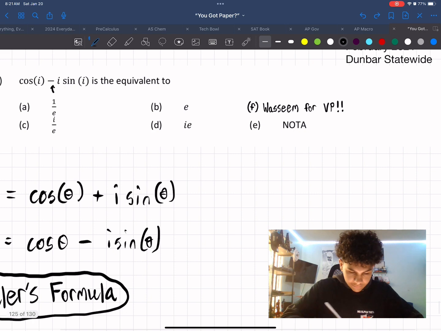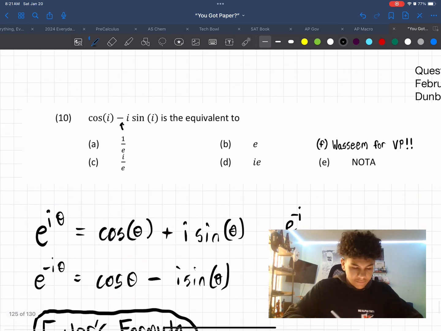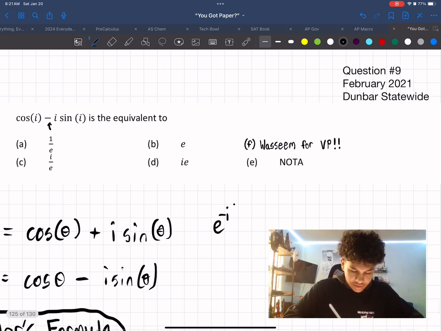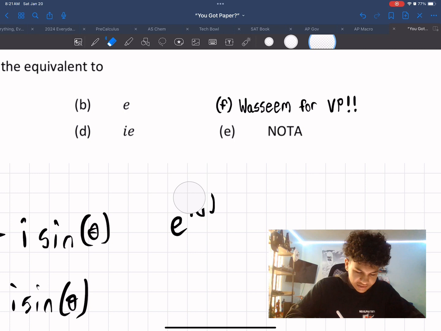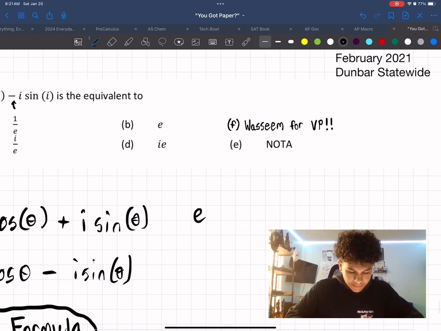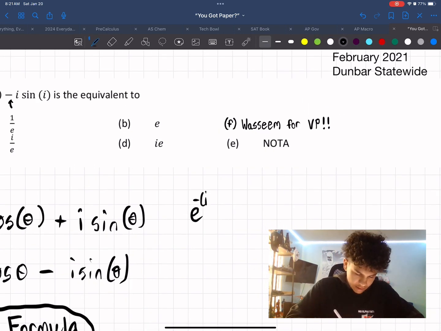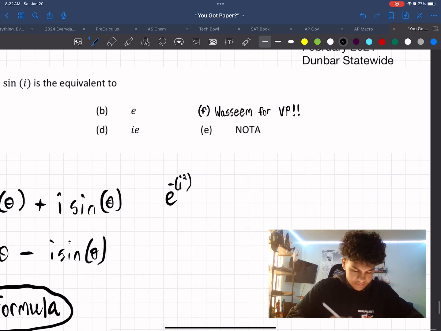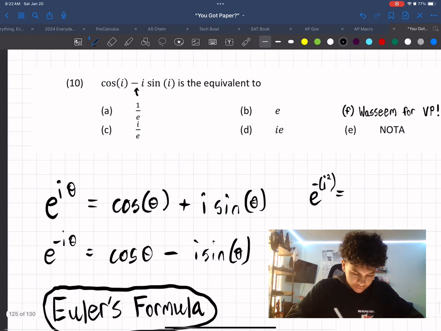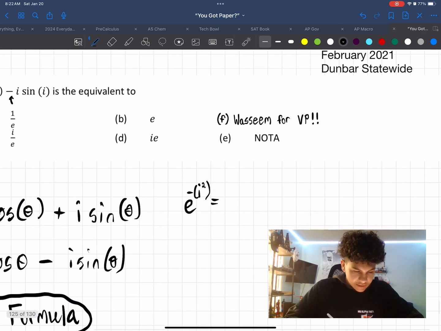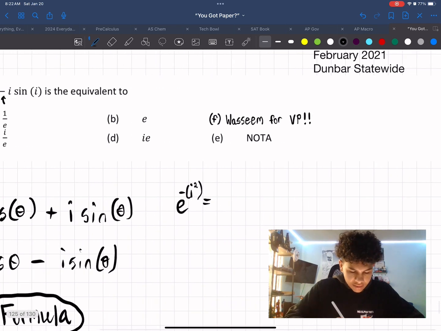Let's rewrite it with theta first. So we have e to the negative i, because of the minus, times our theta, which is just i. And for our purposes, let's rewrite this as negative i squared, right? And then that's going to be equal to cosine of theta. Remember, our theta is going to be i. So cosine of i minus i times sine of i, right?